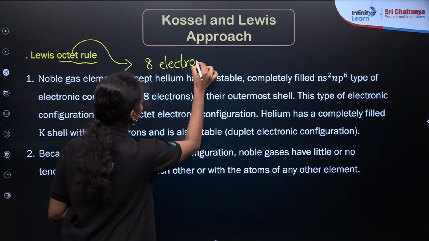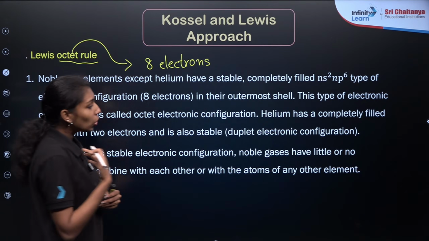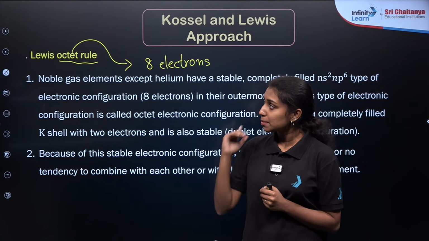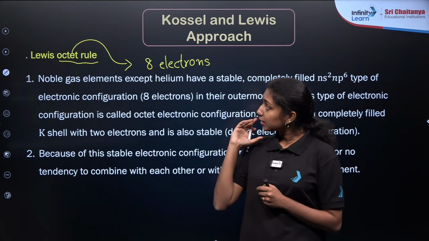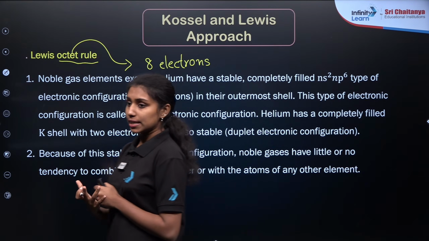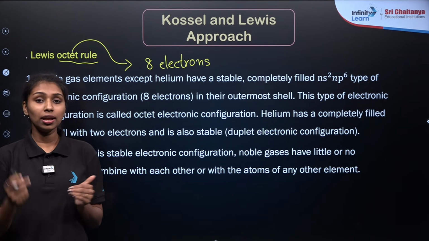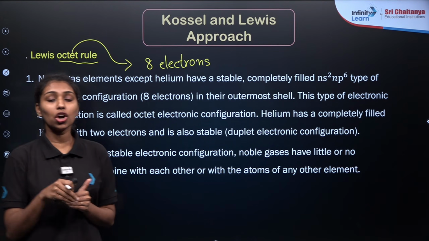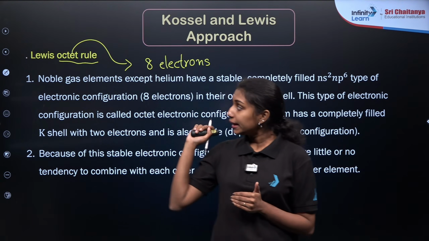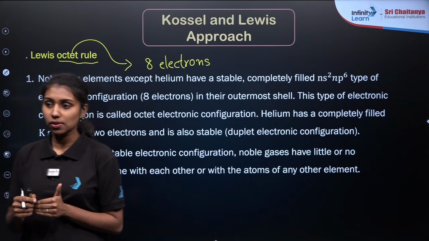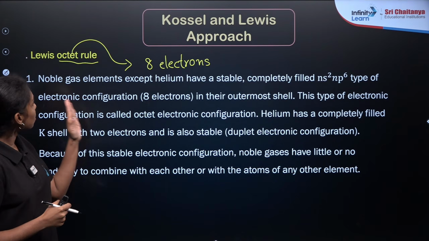So octet stands for number of electrons equal to 8, right? In order to attain stability, all the atoms will be attaining stability by gaining or losing electrons to get 8 electrons in the valence shell. They will be forming different bonds, covalent bonds as well as ionic bonds, by either sharing or transferring electrons to get 8 electrons in their valence shell. Such a rule is known as the octet rule. That concept is known as the Lewis octet rule.